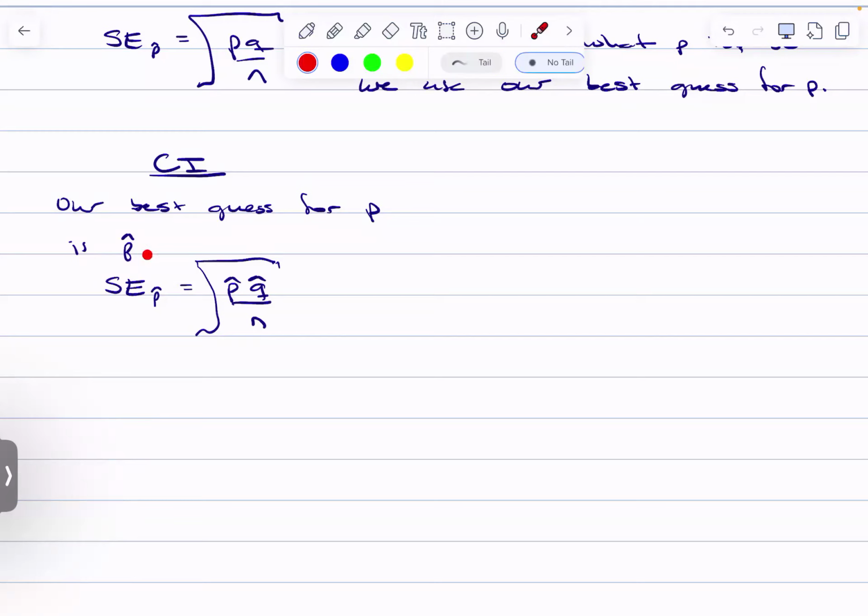This one? Yeah, that's a p hat, but it looks like a b hat.